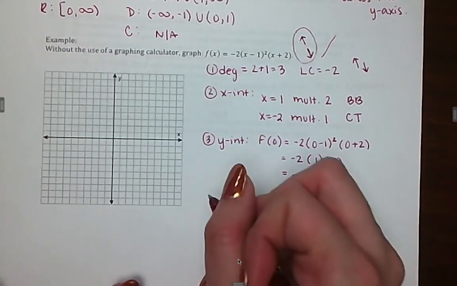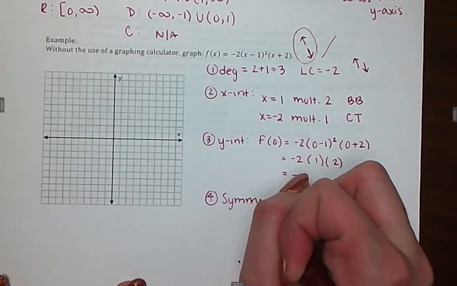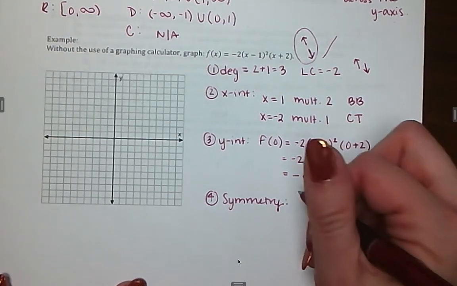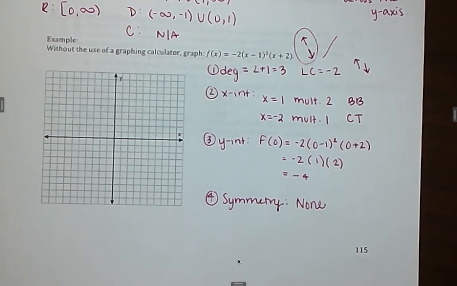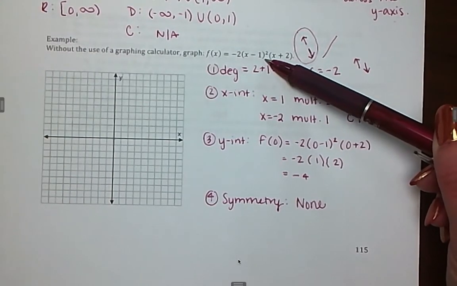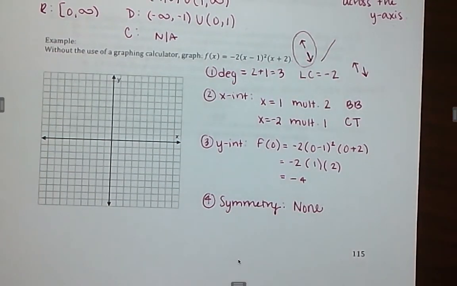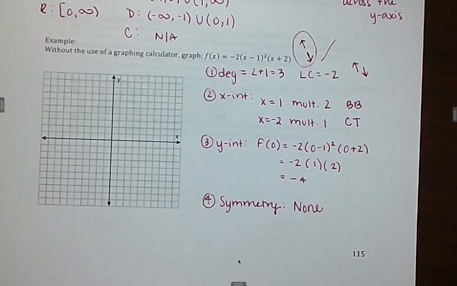Then our last one is our symmetry. When it's in factored form, it's harder to see, but usually this will be none. The reason is that if you were to FOIL x minus 1 squared, you're going to get x squared minus 2x. So now you have an even and an odd, so it's neither. Usually when it's already factored, just know that your symmetry will be neither. Questions?